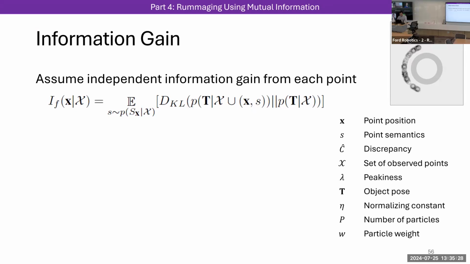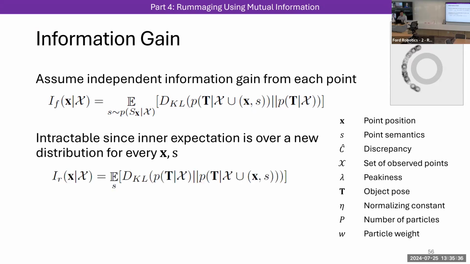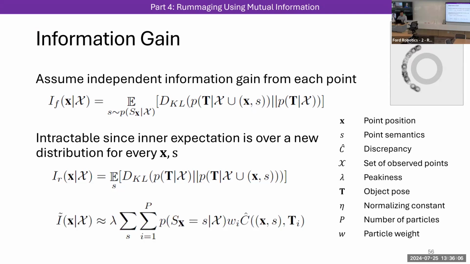Unfortunately, this results in a KL divergence where the inner expectation is over a new distribution for each query point. And this becomes intractable to actually evaluate. Instead, we approximate this with the reverse KL divergence. And intuitively, what this results in is that informative points are those that have some semantics value that would invalidate currently likely poses. And substituting in the conditional pose distribution presented before, as well as simplifying and approximating it with pose particles, we end up with this expression, which we can actually evaluate.